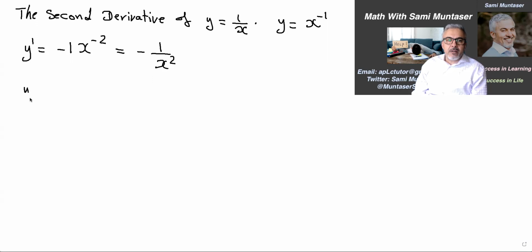Now to do the second derivative, we definitely need to work from here rather than here. So again, we'll bring the exponent down. Negative 2 times negative 1 is positive 2. X take away 1 to the negative 3, and therefore y double prime, and that's y double prime right there. I'm just going to correct this right here. Y double prime, second derivative. So this will end up being 2 over x cubed.